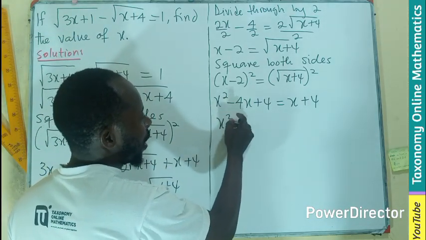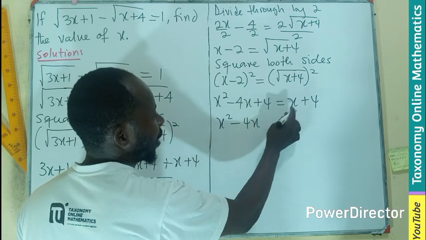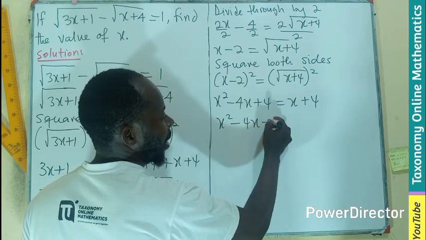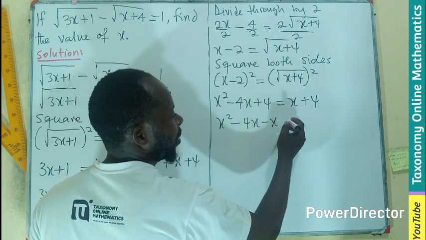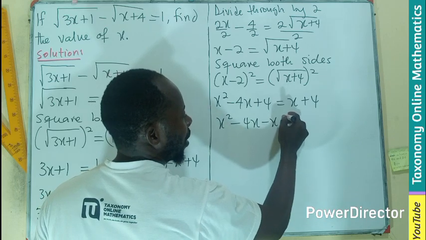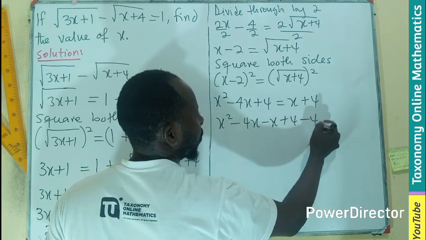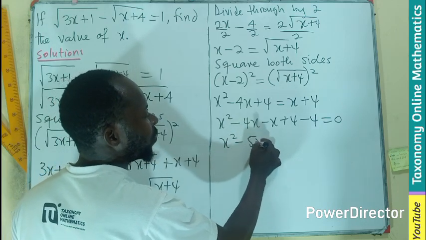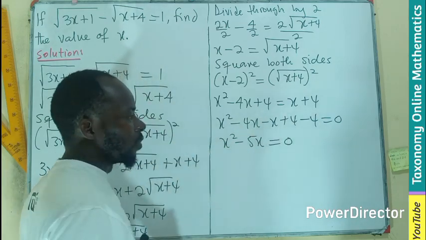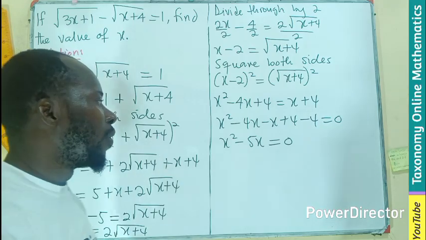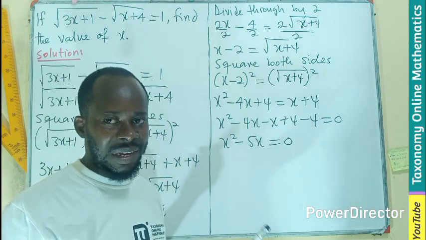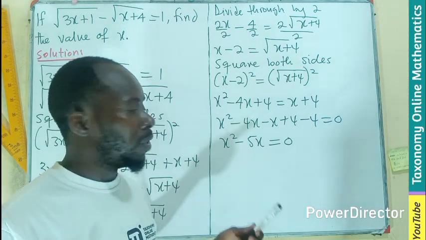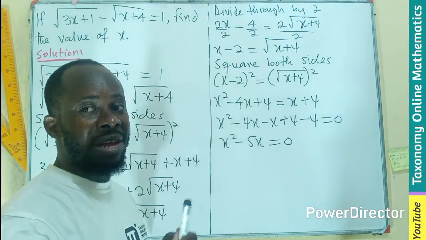I guess we can now group our like terms here. We have x squared minus 4x, this is coming in as minus x, this is coming here as plus 4 minus 4, leaving 0. So your x squared minus 5x equals 0. Don't forget 4 minus 4 will be 0. This is also quadratic, which has no constant term, so we can solve it in terms of factorization.